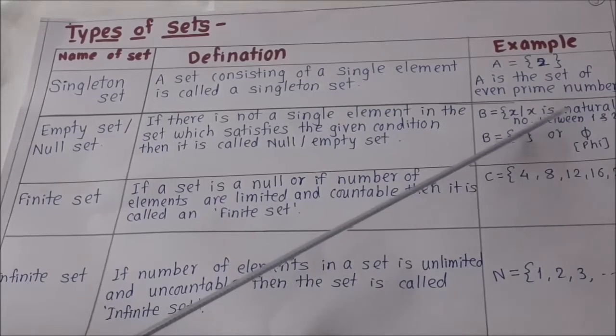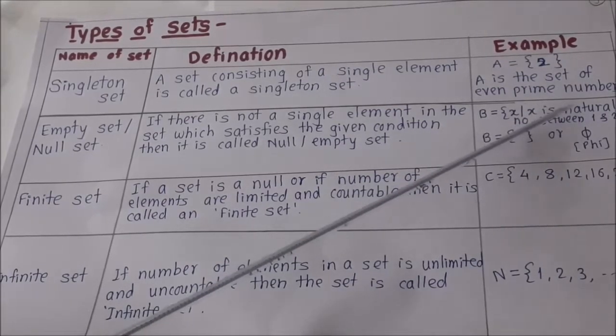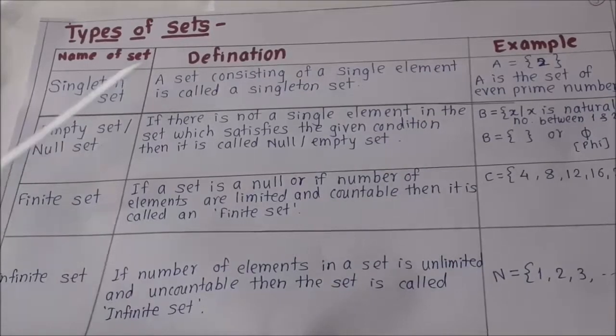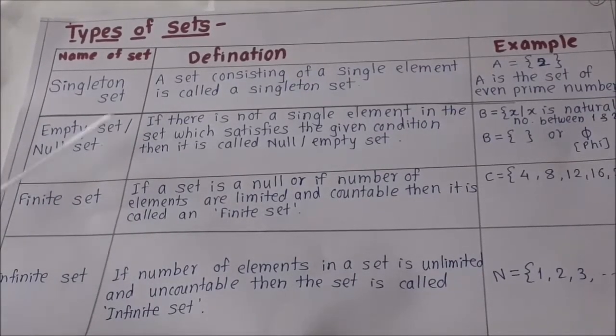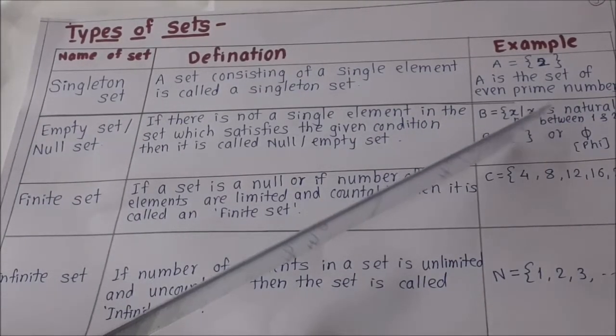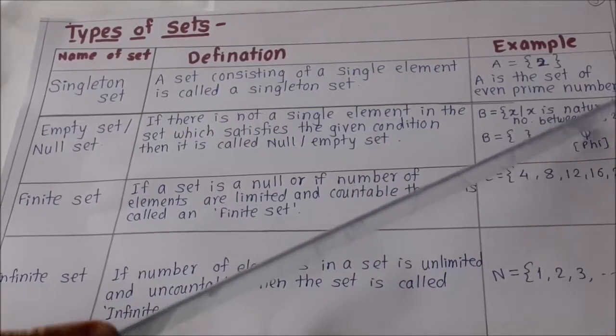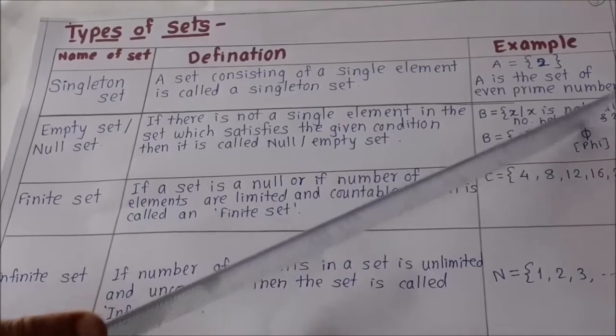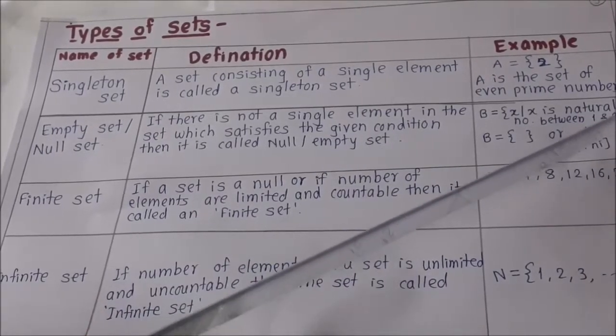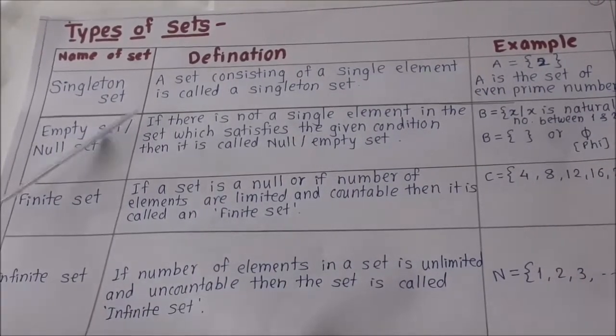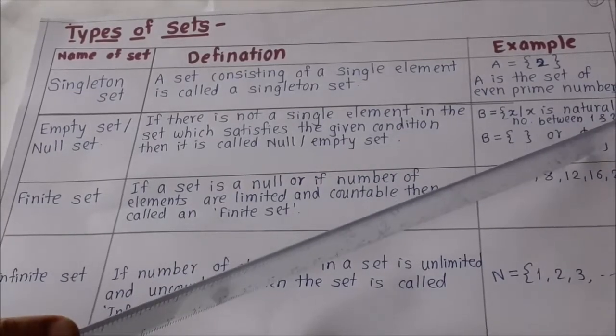So here there will be no element, and we can write empty curly brackets. Such sets are called an empty set or null set. One symbol is used, a zero with one straight line, which is called phi. So an empty set or null set is denoted by phi.